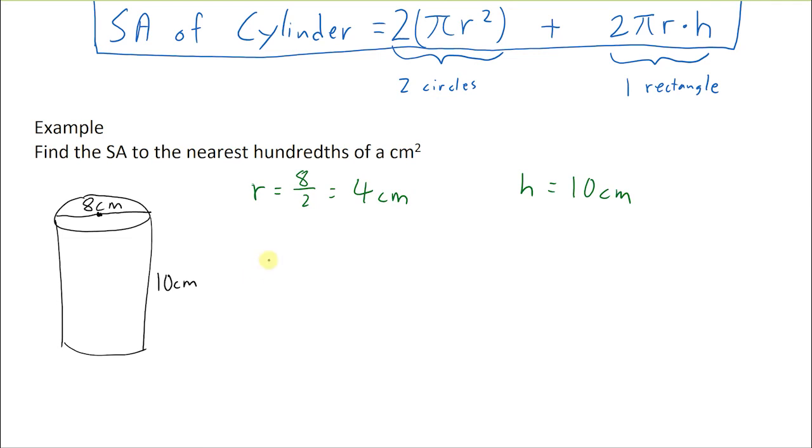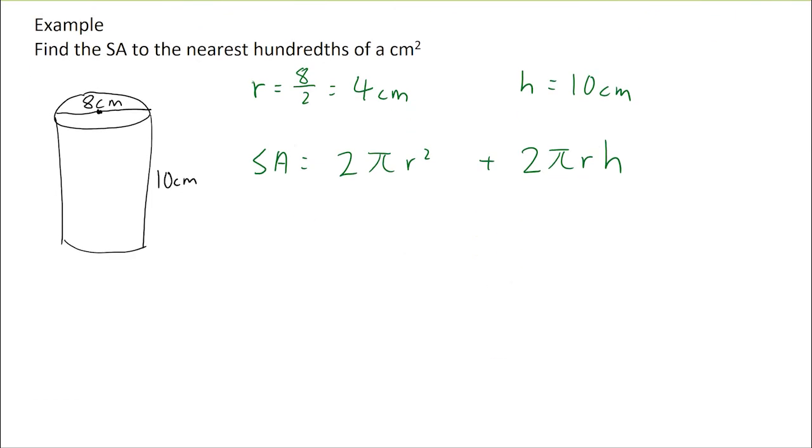We can now take this and plug it into our surface area formula. So we have 2 pi r squared plus 2 pi r h. And let's plug in the numbers. 2 pi, our r is 4. We want that to be squared. And here we have 2 pi. Our r is 4, and our h is 10.